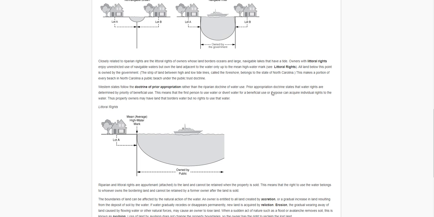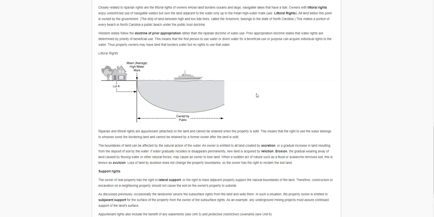The state. Prior appropriation doctrine states that water rights are determined by the priority of beneficial use. That means the first person to use the water or divert the water for beneficial purpose can acquire the individual rights to the water. So property owners may have land that borders the water but have no rights to use that water. Wait, this means that the first person to use water or divert water for a beneficial use or purpose can acquire the individual rights of water.